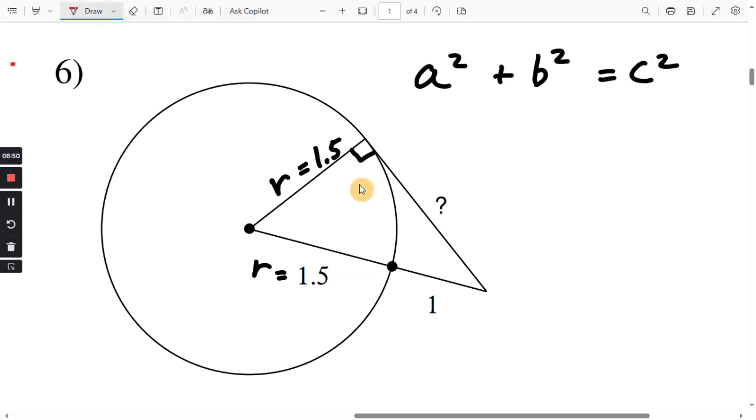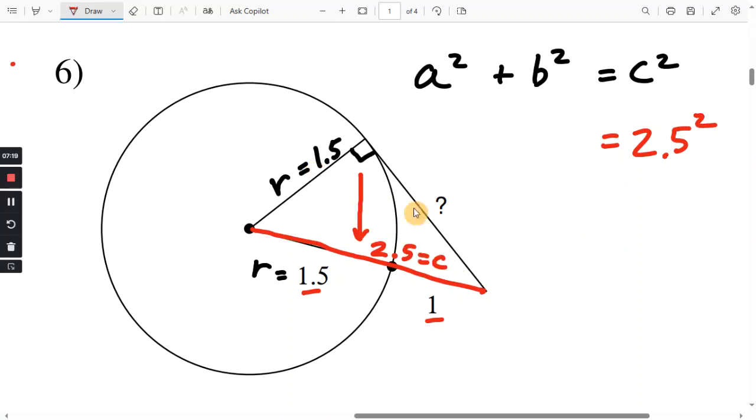So go across from your right angle. That entire side length is your hypotenuse. That's going to be 1.5 plus 1. Okay, so that whole side length is going to be 2.5. The hypotenuse across from the right angle is always going to be your c. So c squared is going to be 2.5 squared.